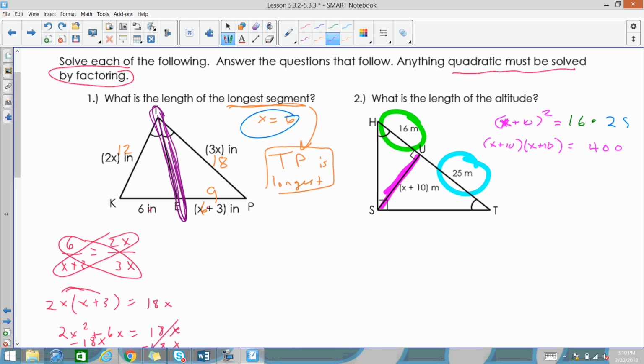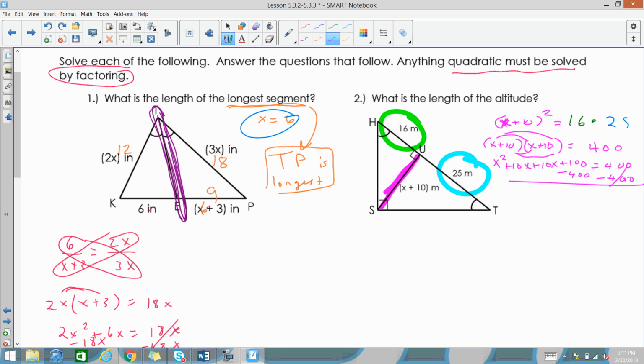You have to expand x plus 10 squared. That's what that means. So now we double distribute. You're going to get x squared plus 10x plus 10x, and then plus 100 equals 400. And again, we have a quadratic. So I'm going to subtract 400 on both sides.